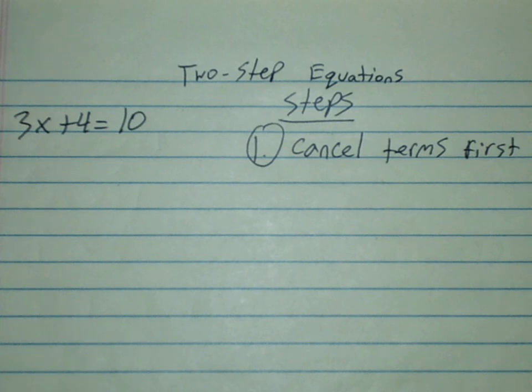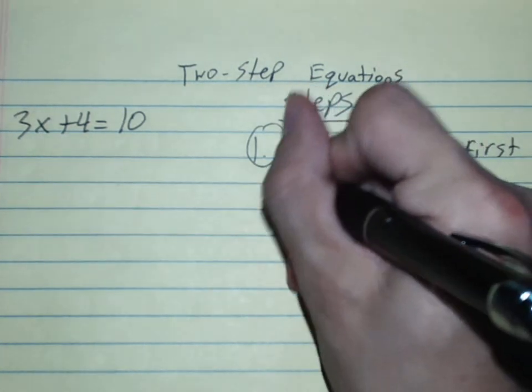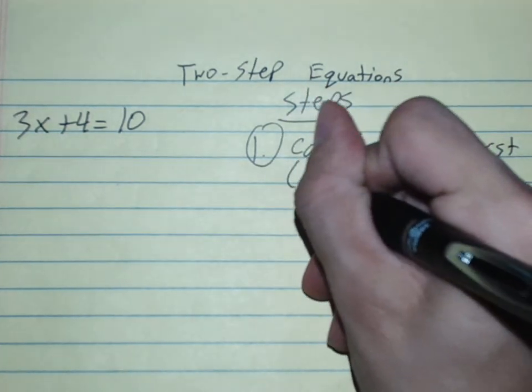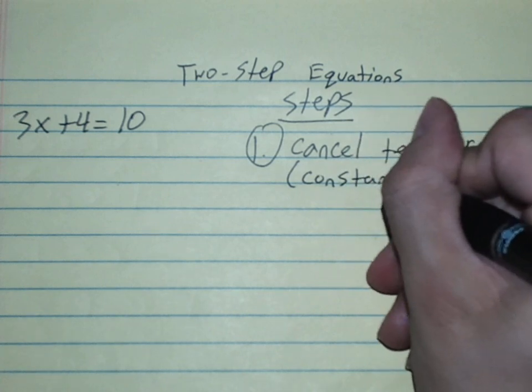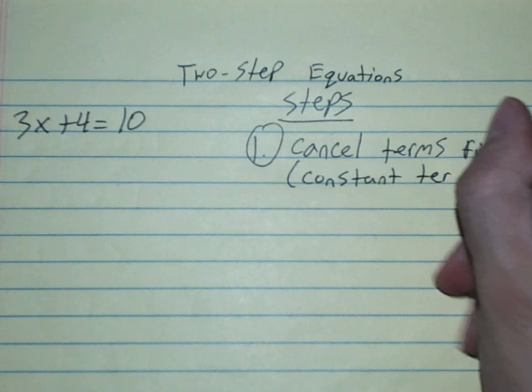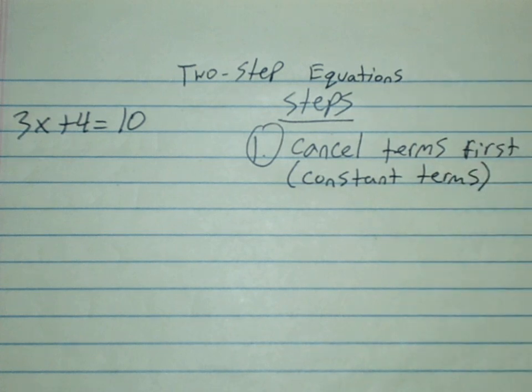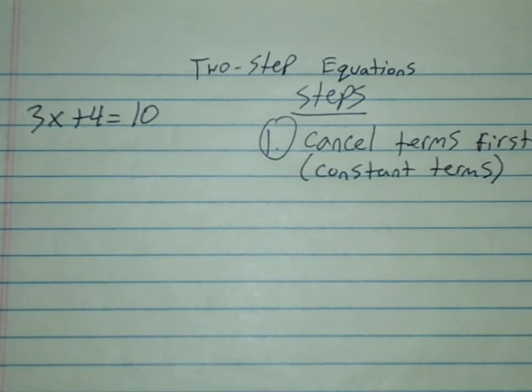Terms are things in the equation that are added and subtracted. So in this example, 3x is a term and 4 is a term. They're pieces that are added and subtracted. So we need to cancel those terms, and by terms, I mean constant terms. Constant terms. So I want to get rid of the 4.